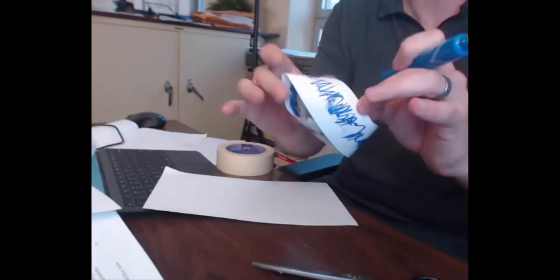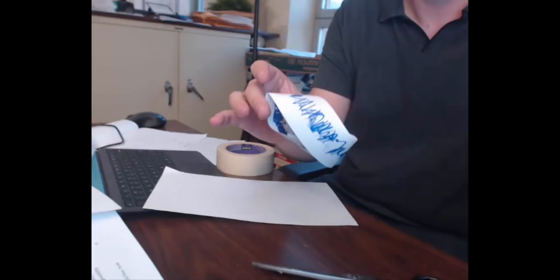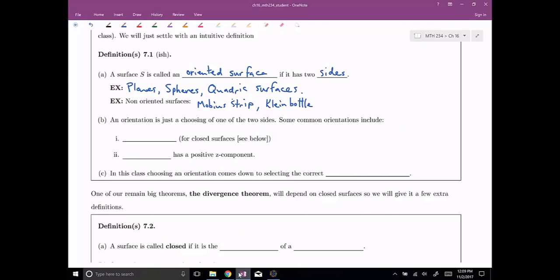It is not orientable, right? It's not an oriented surface. All right, so assuming that we have orientable surfaces, or an oriented surface, the claim is an orientation is just choosing one of the two sides. So we have some common orientations, right? You may see something like outward. And so you may hear the phrase, right, oriented outward.